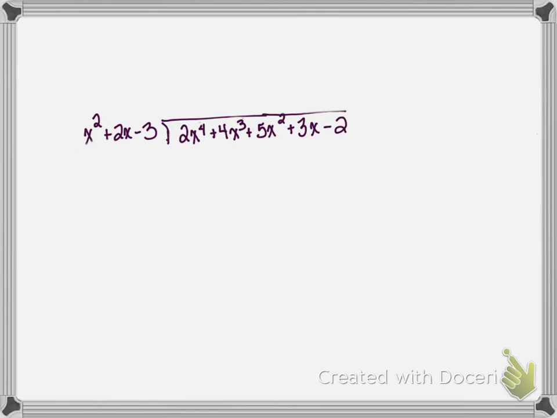Okay. We have to do long division here because what I'm dividing by is raised to the second power. That's why we have to use long division. We can't use synthetic division here. So, what I'm going to do first is I'm going to follow that same process. I'm going to say x squared times what gives me 2x to the fourth.